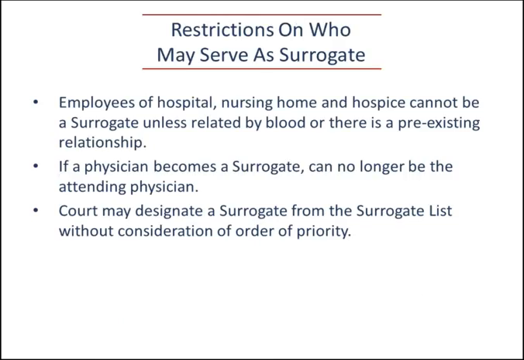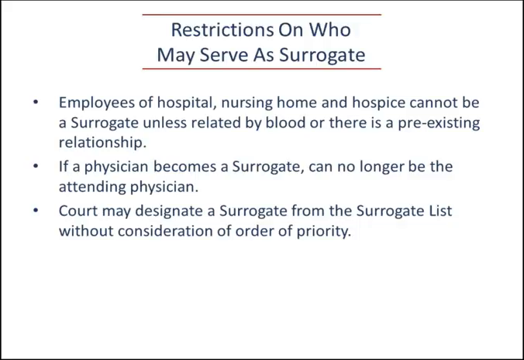There are some restrictions on who may serve as surrogate. I just got a question about this recently. Employees of a hospital, nursing home, or hospice cannot serve as a surrogate decision maker unless that person is related to the patient by blood or there is a pre-existing relationship. If the physician becomes surrogate because there's a pre-existing relationship, then the physician can no longer be the attending physician.